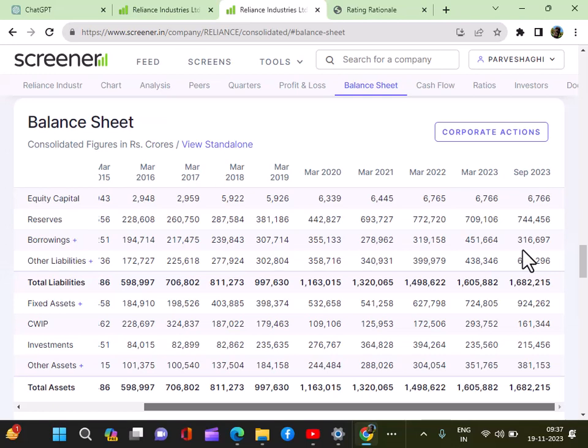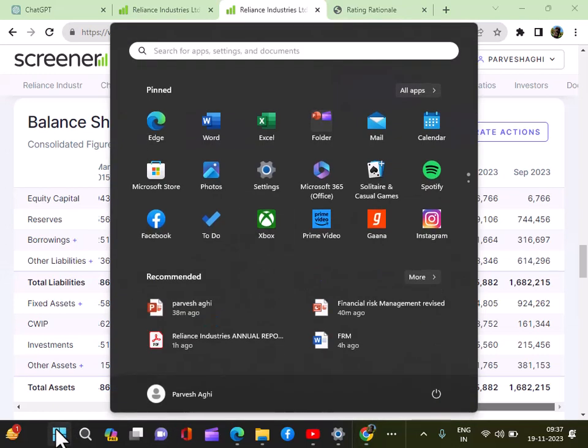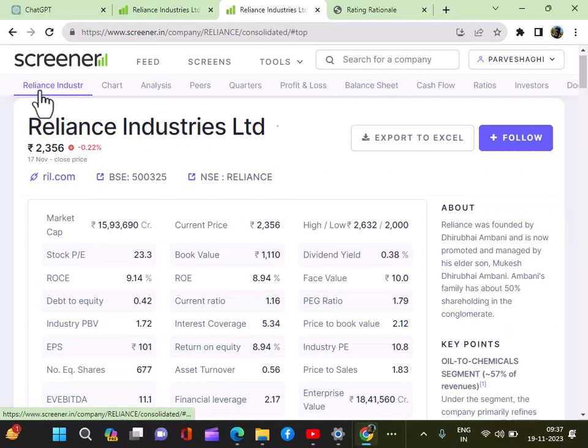So what's the ratio you got? I get 0.42. So it exactly matches your number here. Where was it? First column, debt, 0.42. Exactly matching. Okay, fine. So 0.42 of debt compared to 1 rupee of equity.